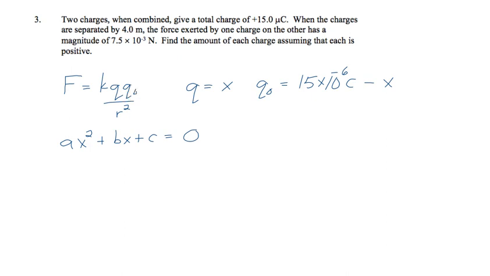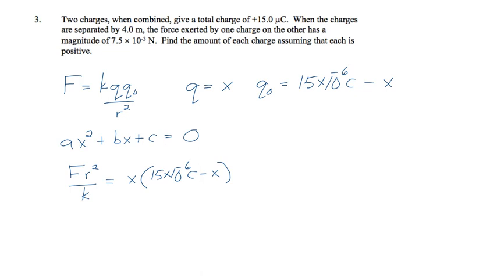So my next step is I'll bring the R squared over, and I'll bring the K over. And now I'm going to replace the Q and the Q0, the Q with x and the Q0 with 15 times 10 to the negative 6 coulombs minus x. All right, any questions with that?